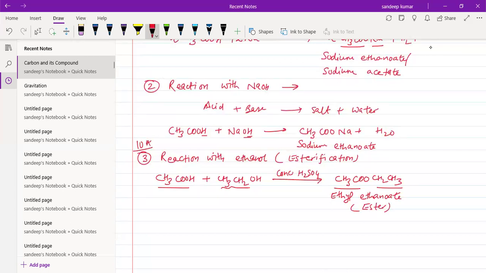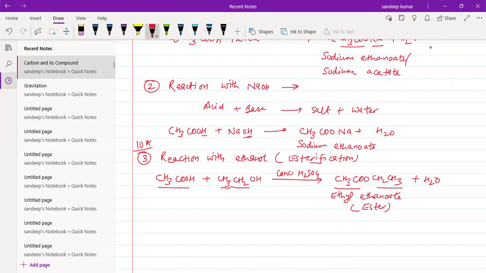Plus, you see, children, OH from here and H from here will form water. Water is released. This reaction of ethanoic acid with ethanol, in the presence of concentrated H2SO4, to form ester is called esterification reaction.